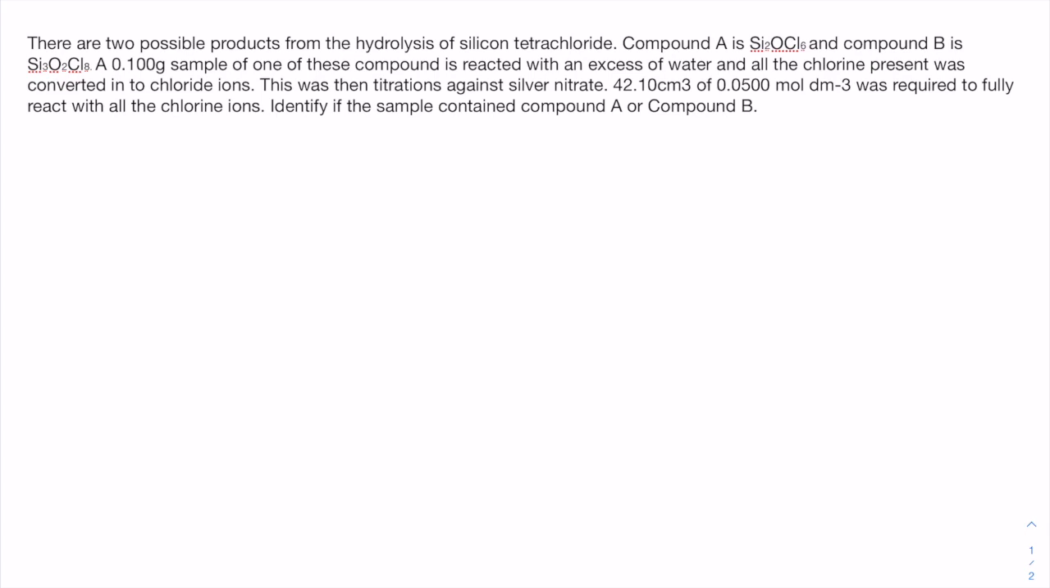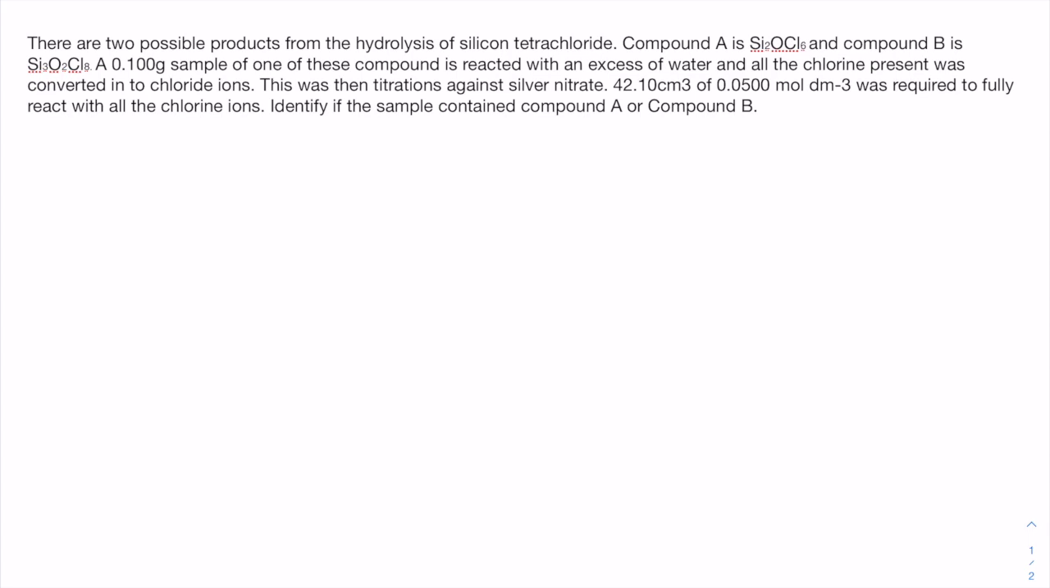A 0.1 gram sample of one of these compounds is reacted with an excess of water and all the chlorine present was converted into chloride ions. This was then titrated against silver nitrate and 42.10 cm³ of 0.05 mol/dm³ was required to react with all the chloride ions. Identify whether the sample contained compound A or B. So we need to work out whether what we've got in the solution is either A or B, working on the number of moles that we've reacted against the silver nitrate.